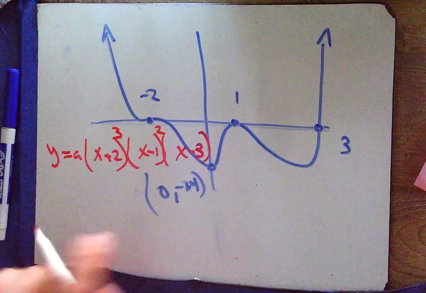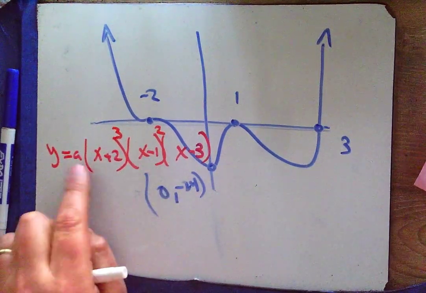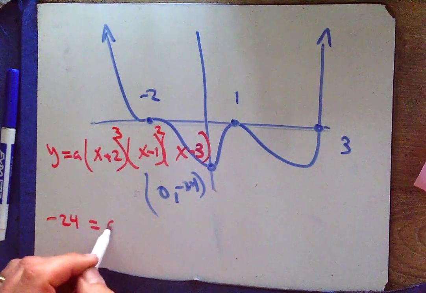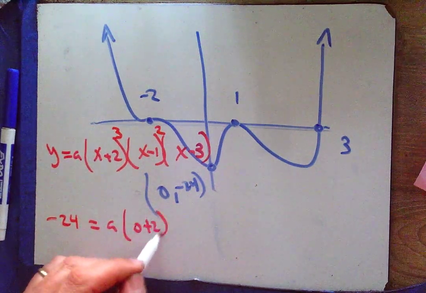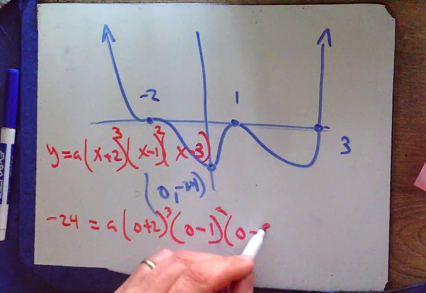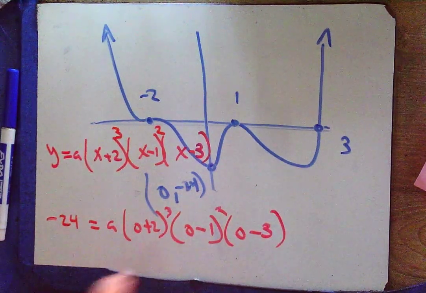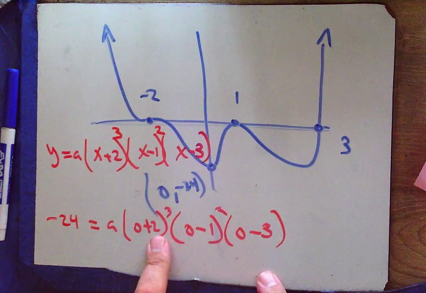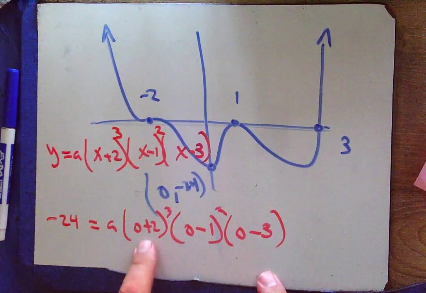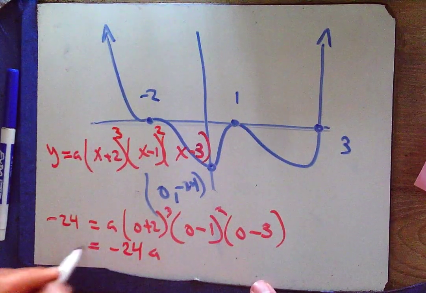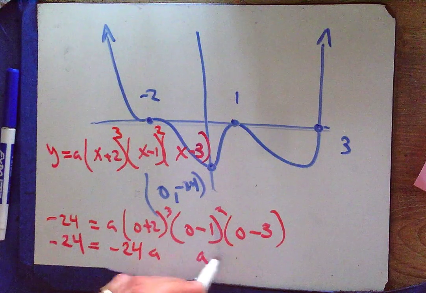But wait a minute, is this it? What about my a value? Let's plug in our negative 24. A, 0 plus 2 to the third, 0 minus 1 squared, 0 minus 3. And let's see what we get. Negative 3 times 1 is negative 3. 2 to the third is 8. Negative 3 times 8 is negative 24. Oh, look at that. A equals 1.